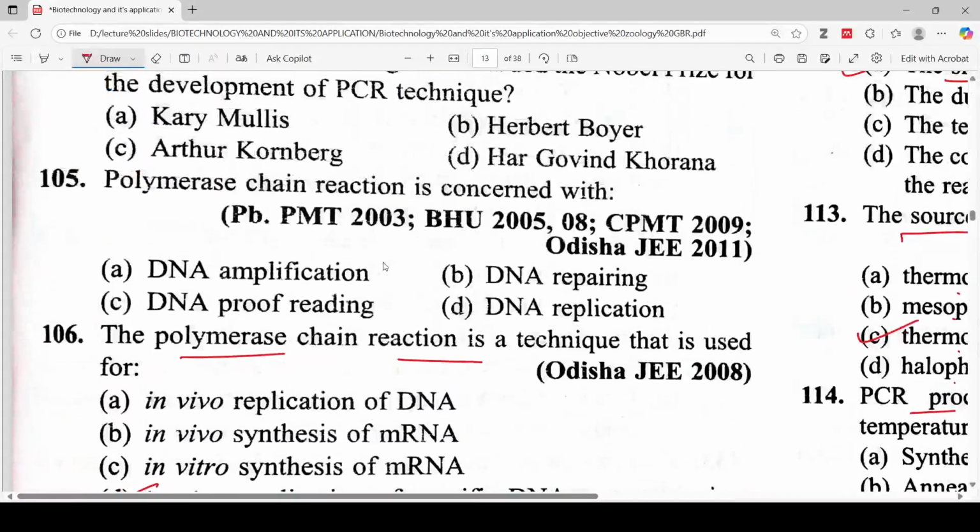So next question, the polymerase chain reaction is concerned with DNA amplification, DNA proofreading, DNA repairing, DNA replication. So here it is the question, it is very confusing. So the correct answer will be the option amplification.